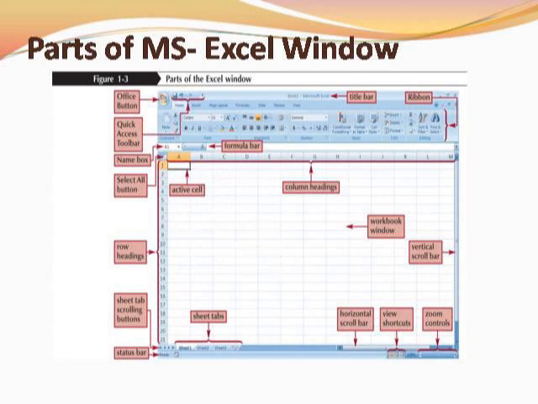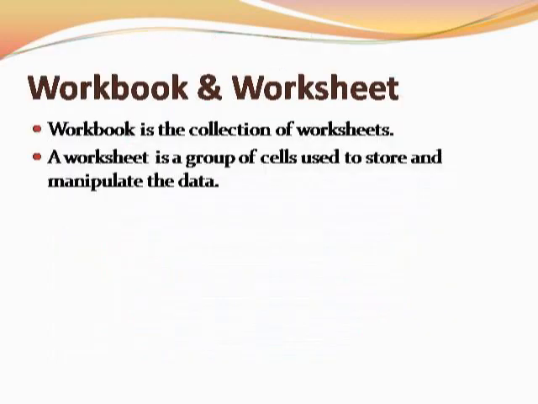Now we will talk about two very common terms used in MS Excel, that is workbook and worksheet. A workbook is the area where the user can give input text and can store the related data. Every workbook contains various pages and those pages are known as worksheets. So, a worksheet is a group of cells which is used to store and manipulate the data.